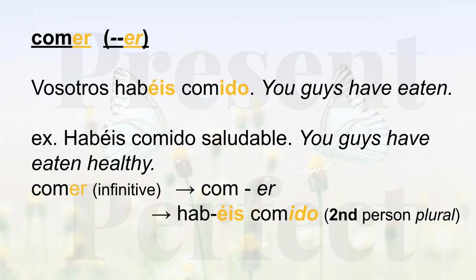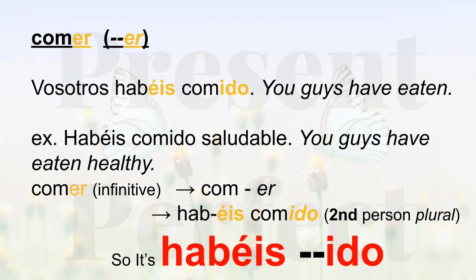Vosotros habéis comido. You guys have eaten. For example, habéis comido saludable. You guys have eaten healthy. Second person plural form of present perfect tense for haber comido is habéis comido. So it's habéis ido. Whenever you recognize this habéis ido, it's most likely present perfect form of either ER verb or IR verb.